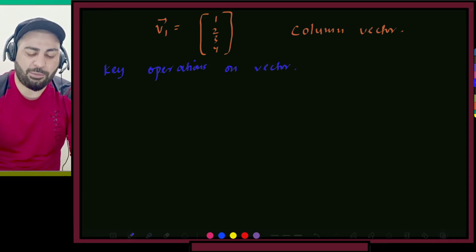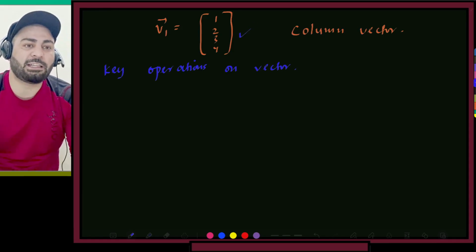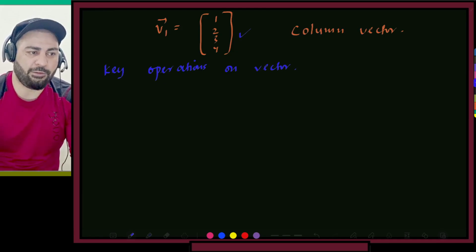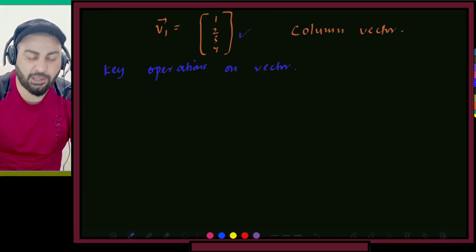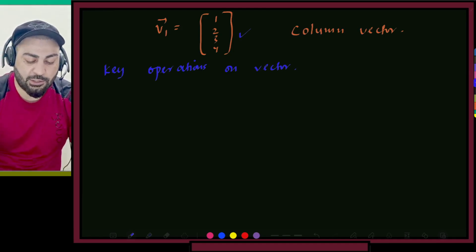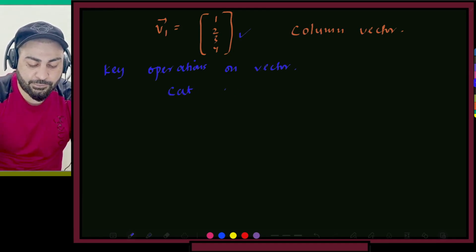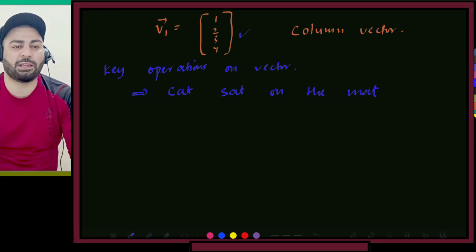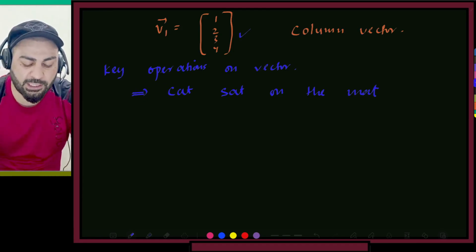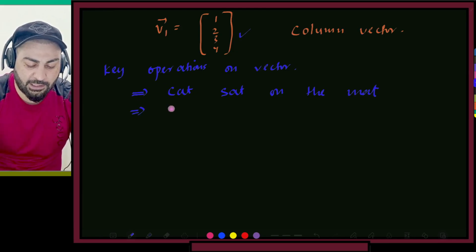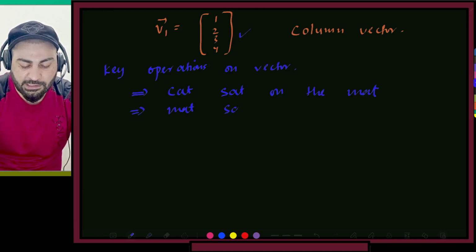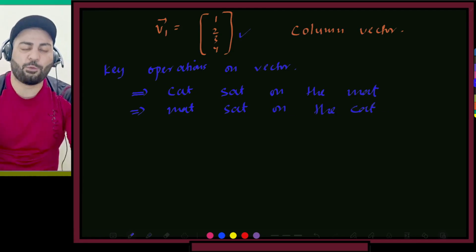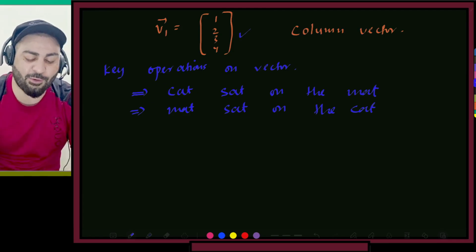So what I mean is, let's suppose this is a vector. It conveys some information to me. To give an analogy, I'll write: cat sat on the mat. If you see this sentence, it conveys a meaning. If I just jumble these words here and there, I'll probably say: mat sat on the cat. The same words are being used, but the words are shuffled here and there.